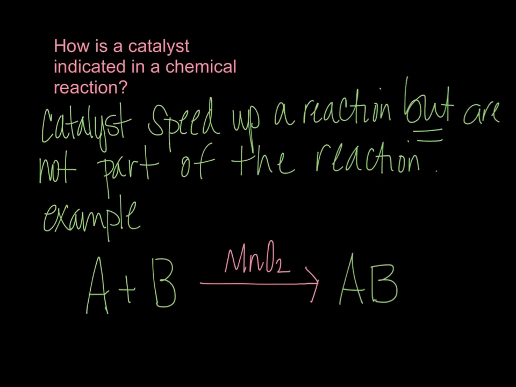But the way that we indicate a catalyst is we write it above the arrow, above the yield arrow, when we're showing that a catalyst was involved. But this catalyst is not used up in any way. It's just there to help speed it up or give it an alternate pathway.